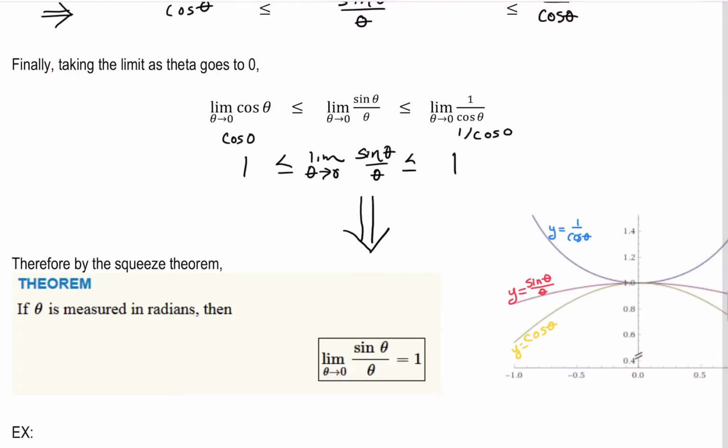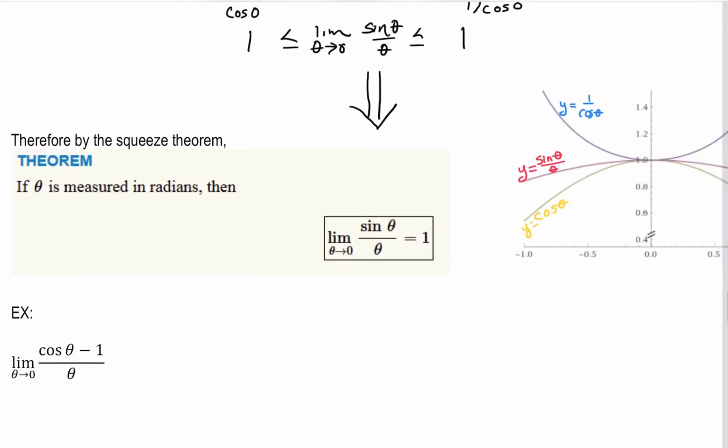Now, the next thing we're going to talk about is a quick corollary to this theorem. So we have two important trig limits: the first one's a theorem, the second one's a corollary. Again, if I look at this limit as theta goes to 0 of cosine theta minus 1 over theta, and I tried to evaluate it by hand, pretty quickly mentally we see that cosine of 0 is 1 minus 1, and so I end up with 0 divided by 0.